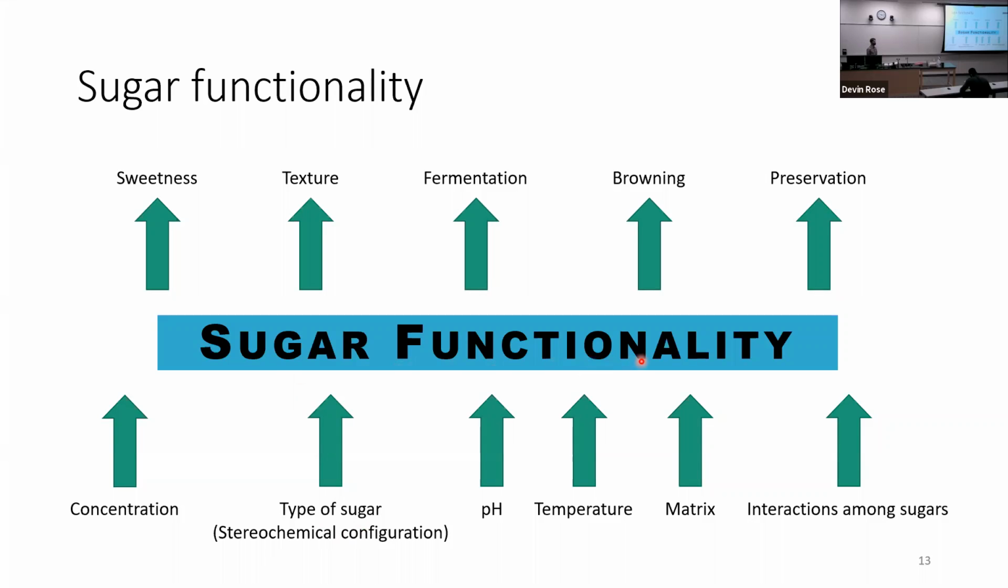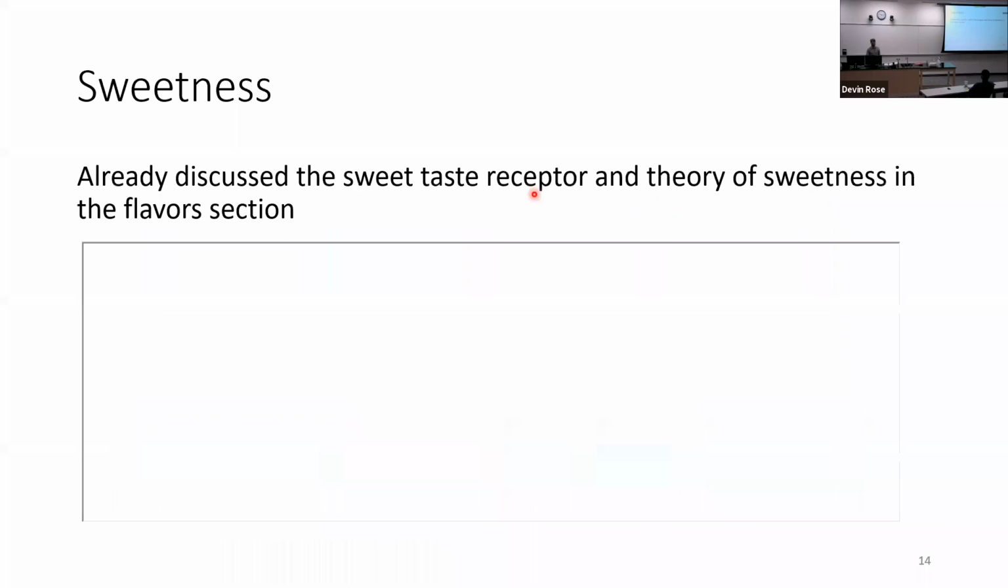So if you change the pH, the sugar functionality may be different. Or if you change the matrix, the functionality of sugar may change. Here are the functional properties of sugar at the top. Of course, sweetness, but there's many other important functions that sugars play in our foods. We've already talked about the sweetness property of sugars, so I'm not going to go over it again.